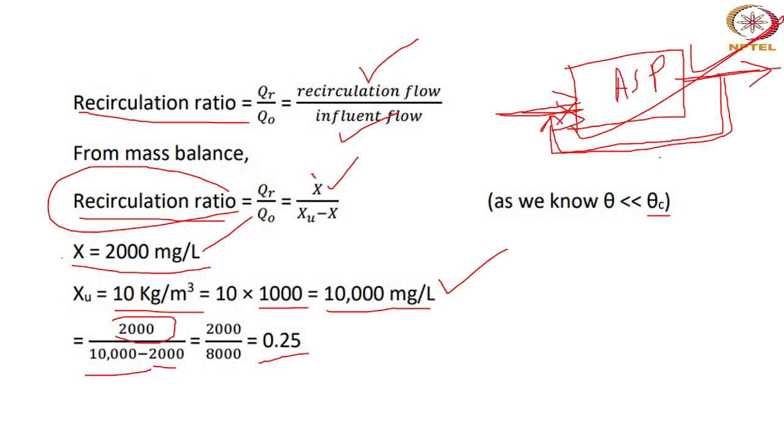And this is nothing but QR. This is the QR, properly note, and this is Q naught. So this is the influent flow, Q naught. This is the recirculation flow, that is QR. That much of flow rate is again recirculated inside the ASP. So it is written as QR divided by Q naught.